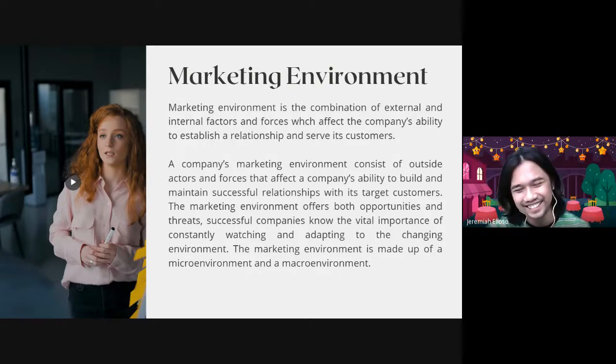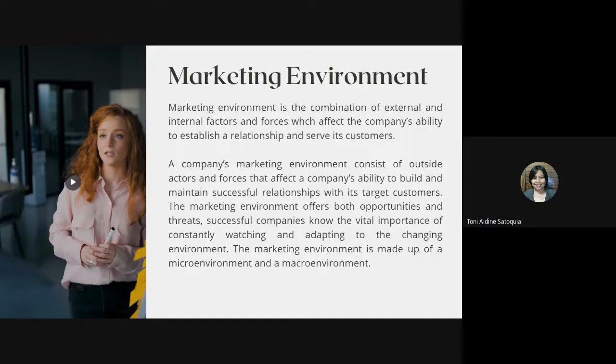Ang macro ay isang malawakan po. Tapos ang micro naman po ay yung pang maliitan lang, kumbaga may general lang po na may specific na tinutumbok. Yun lang po, base lang po sa aking idea.